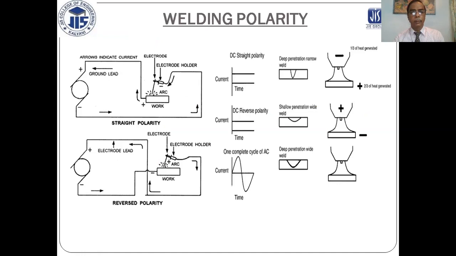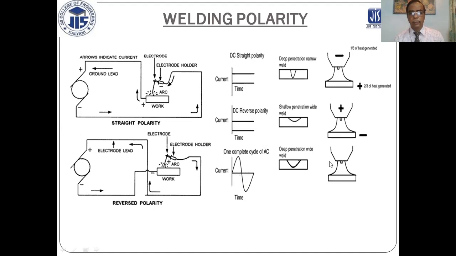Welding polarity: this is straight polarity, and this is reverse polarity. Straight polarity: electrode negative, workpiece positive. Heat is generated one third in the electrode and two thirds in the base metal, and reverse polarity is just the opposite of that, two thirds in the electrode and one third in the base metal. Deep penetration is done in straight polarity; reverse polarity gives shallow penetration.